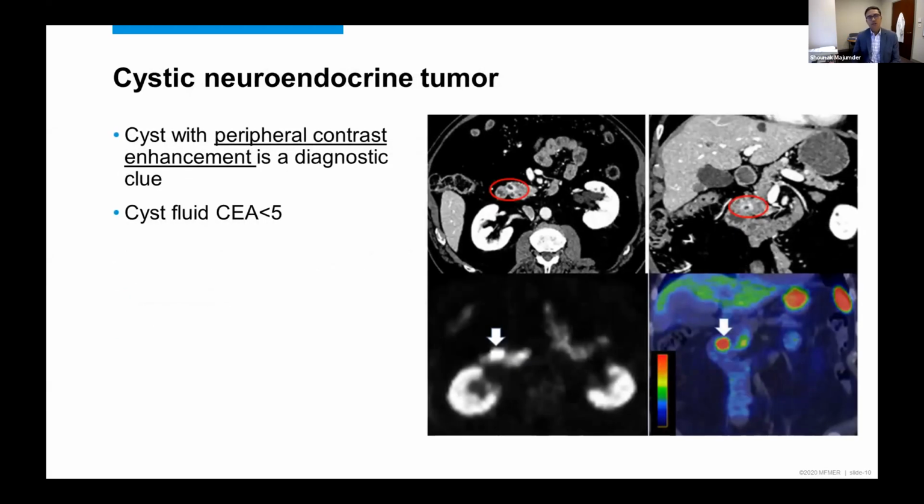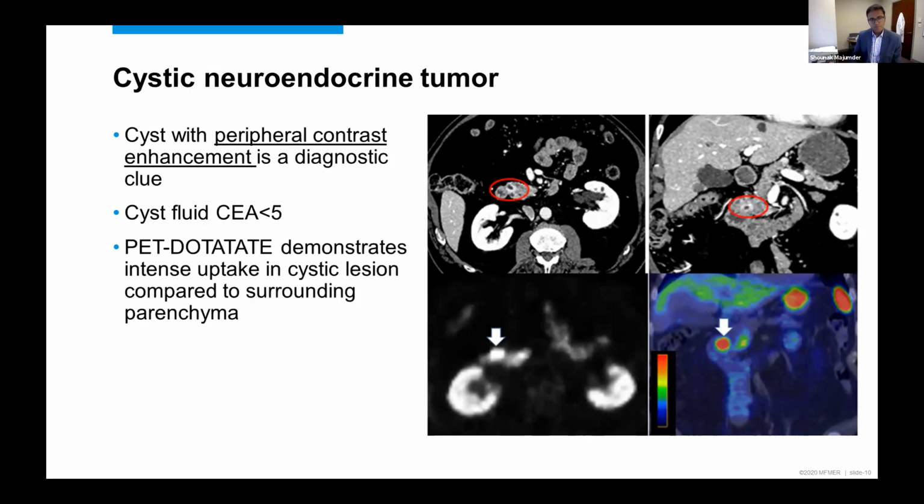Moving on to cystic neuroendocrine tumors, the diagnostic clue on imaging here is often peripheral contrast enhancement. So if you see the top panel of the images, here you can see the wall of the cystic lesion enhances, and that's often a fairly classic radiologic finding for a cystic neuroendocrine tumor. The cyst fluid CEA in these patients is again low, and we now have PET dotatate imaging that can demonstrate intense uptake in the cystic lesion compared to the surrounding parenchyma. So you can see here, there's intense uptake in the cystic lesion, indicating it's a cystic neuroendocrine tumor.